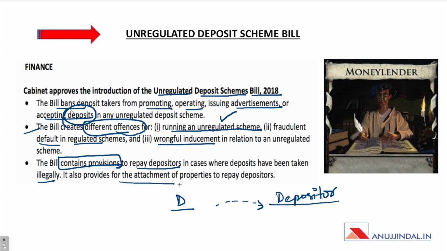It also provides for attachment of properties to repay depositors. Now, this is important because if you have some personal property and after taking money from the depositor, you decide not to give back that money, then your personal property can be attached in order to pay back that depositor.